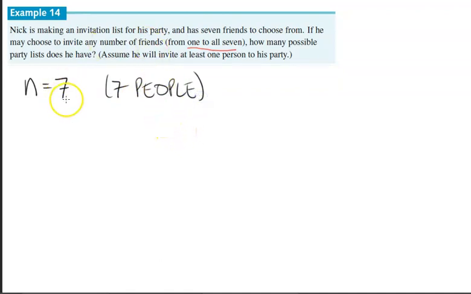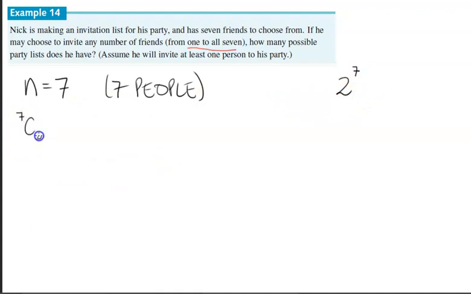Now, because our n is equal to 7, we know we have to deal with 2 to the power of 7. We know that there's going to be some answer that pertains to this, but what we have to realize is that 7 choose 0 is not a possibility. We're still going to write it down. So what we're going to do is write all the different possibilities and have that equal to 2 to the power 7.